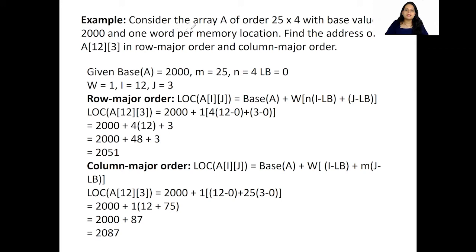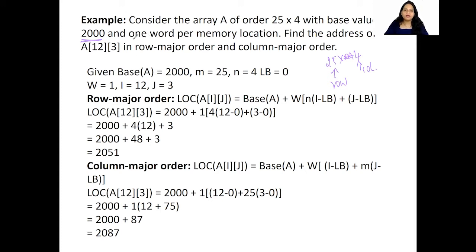We have considered the array with order 25 into 4. I already said that the first value is the row value and the second value is the column value. This is always fixed. Now they have also given the base value of 2000. The base value is the value of the very first data item.